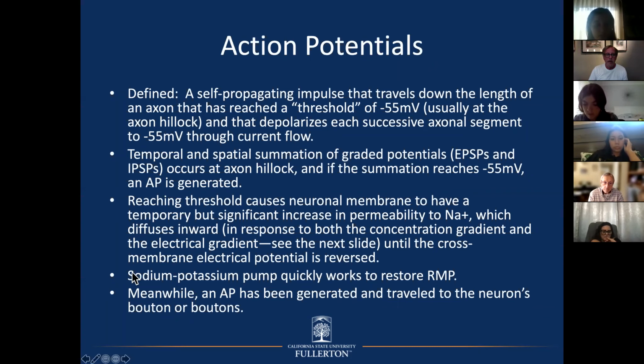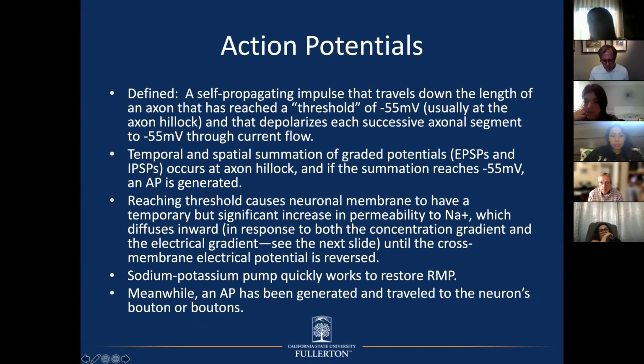But coming back here to our points, the sodium potassium pump goes to work quickly to restore RMP. So once you've generated that action potential, that cell pumps everything back where it's supposed to be, and now the whole cell's at minus 70 millivolts. Meanwhile, an action potential has been generated and travels to the neuron's bouton or boutons, reminding us that any one neuron actually probably has more than one bouton. It's got like a little tree down there at the end with a whole bunch of branches, and each one has a bouton.